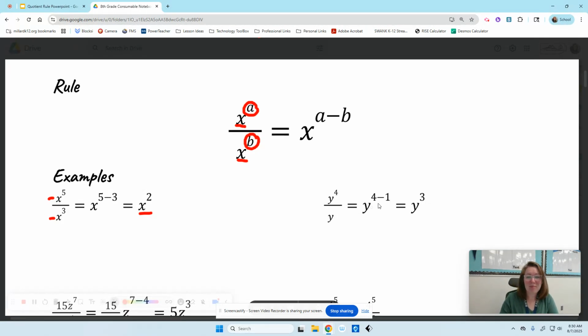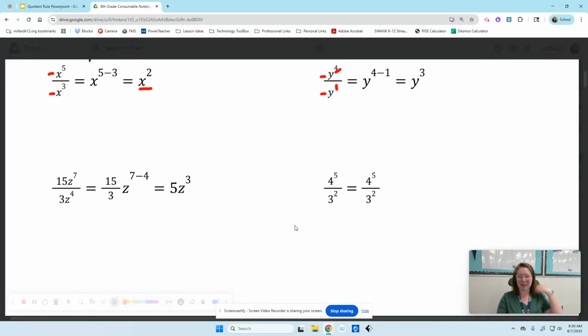Okay, y and y, the base is the same. This one has a 4, and this one has nothing. But remember, if it was going to be a 0, then there would literally be nothing written down here. So there's at least one y. If it was a 2y, there would already be a 2 here. So when there's nothing written, there's an invisible 1. 4 minus 1 is 3.